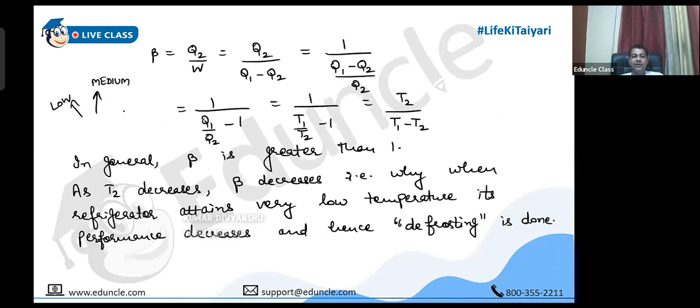Now, why does it happen? Let me tell you in detail. Because there is ice all around that container, and in order to maintain that ice or cool it further, the refrigerator keeps on doing work, keeps on pushing itself, and that's why its efficiency decreases. Because it is applying its energy to the unwanted thing. That ice is not needed at all.